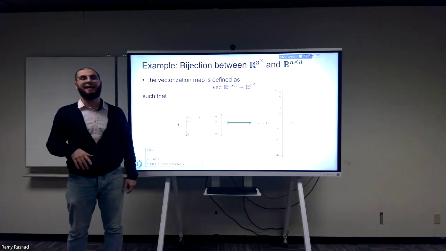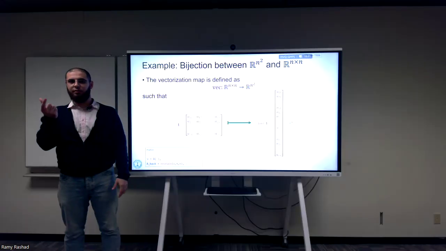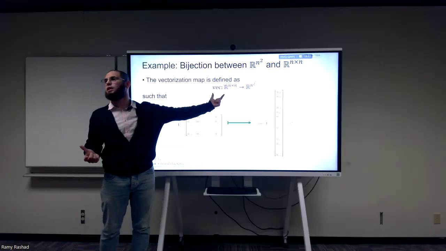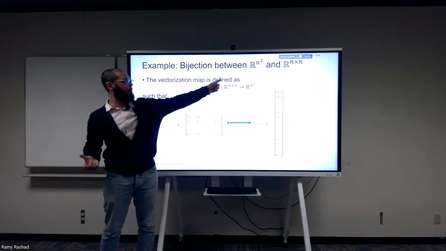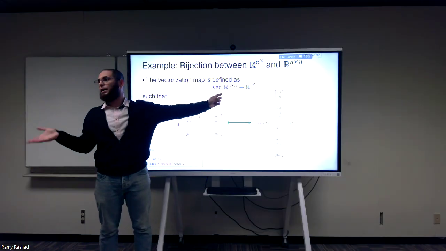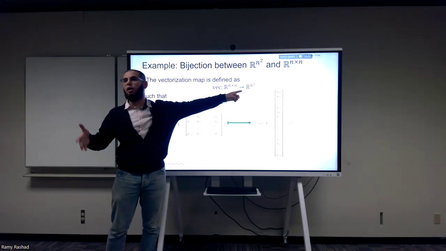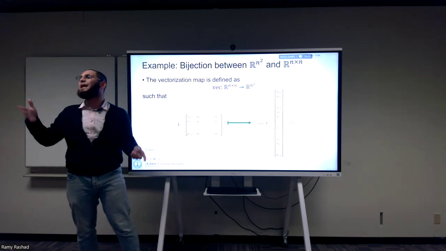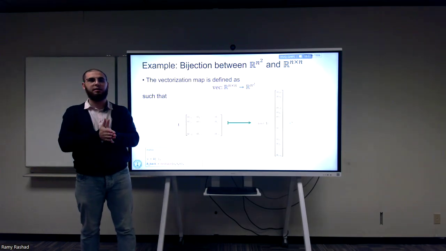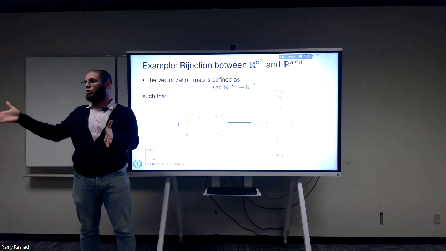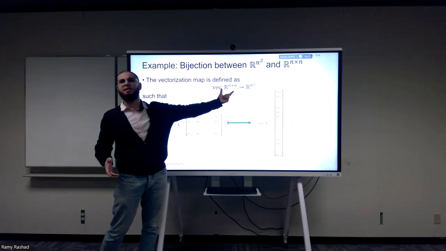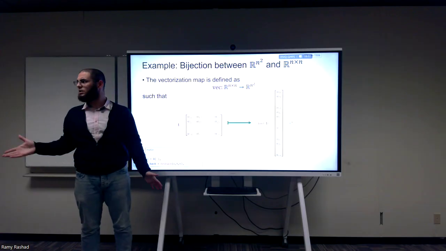We're going to be calling it the vectorization map. This is the name of the map, and it will be denoted by VEC. It's a map from a set called R^(n×n) to another set called R^(n²). We talked about R^(n²). It's R times R, the Cartesian product. But the set R^(n×n), we never talked about it. But you know what it is, right?